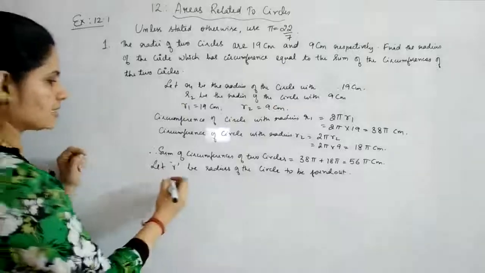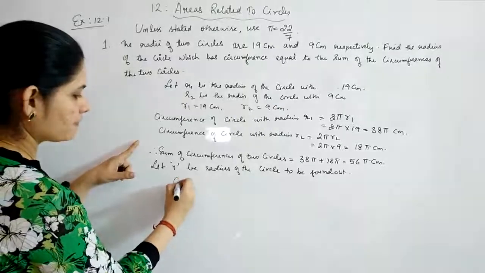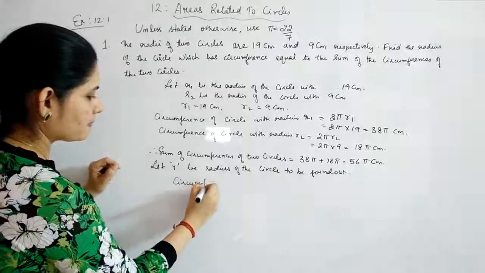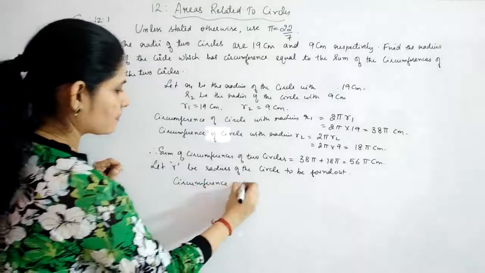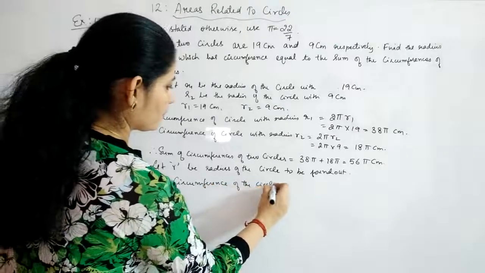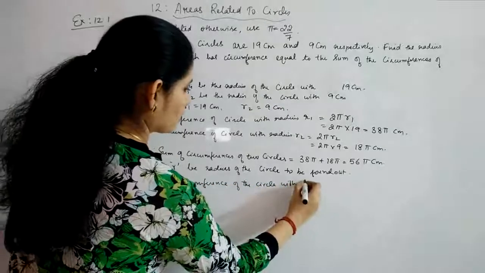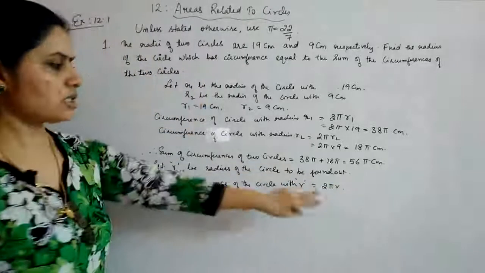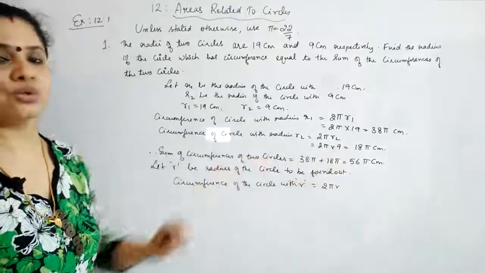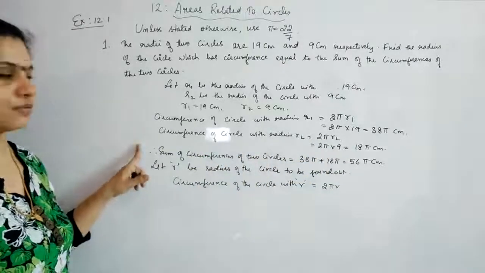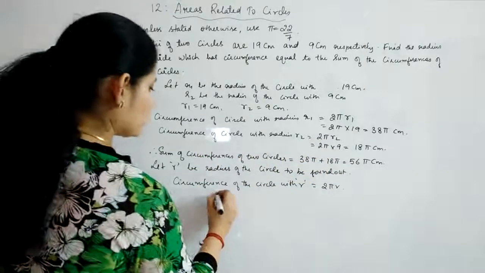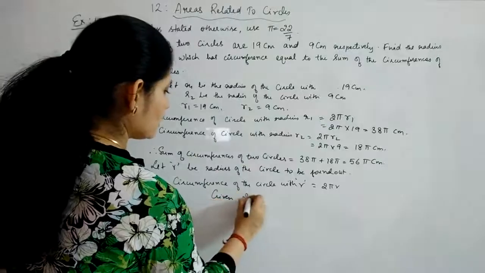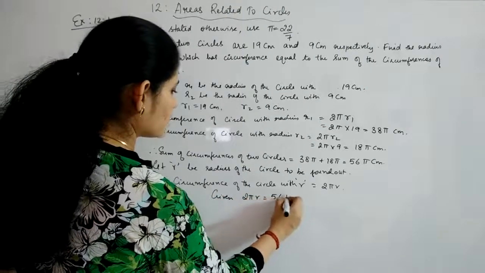So what you will get is the circumference of the circle with radius r will be 2 pi r, right? Now this 2 pi r should be equal to the sum of the circumferences of the other two circles. What is given? You have to take 2 pi r is equal to 56 pi.